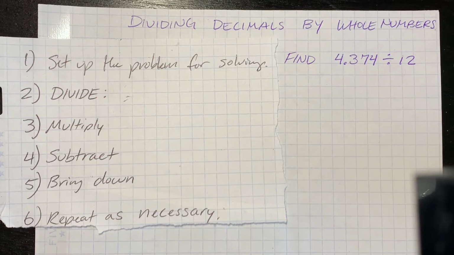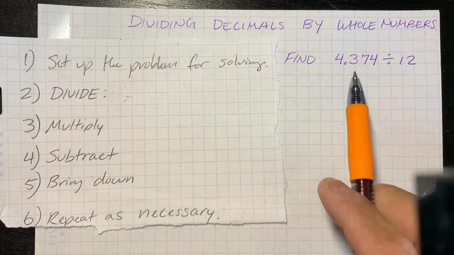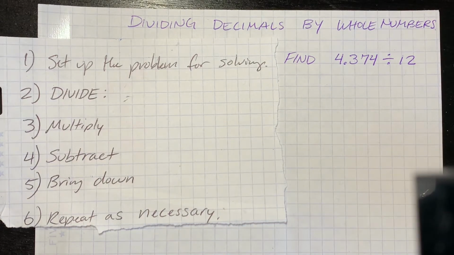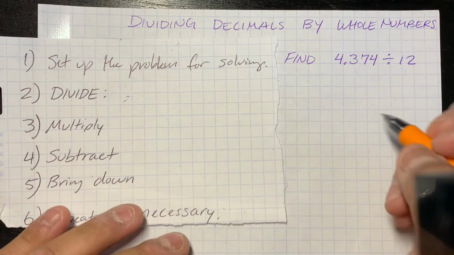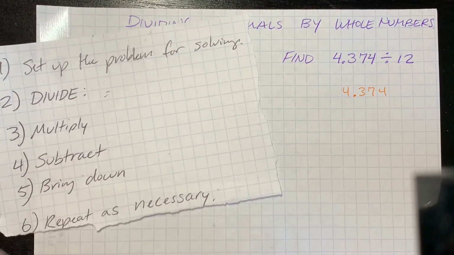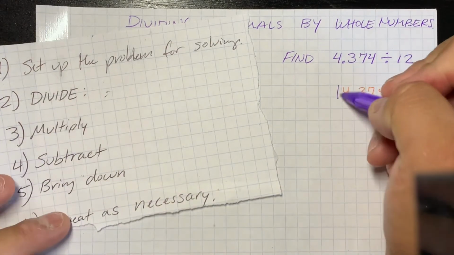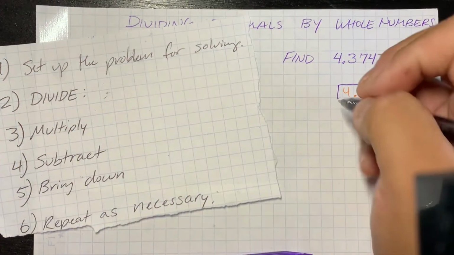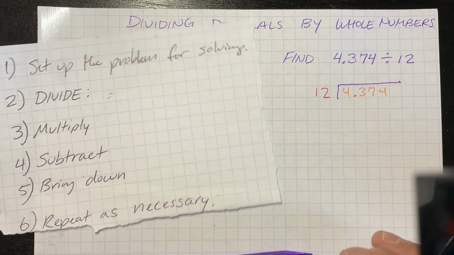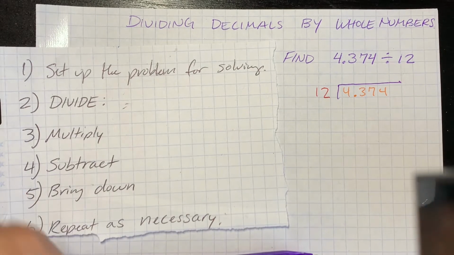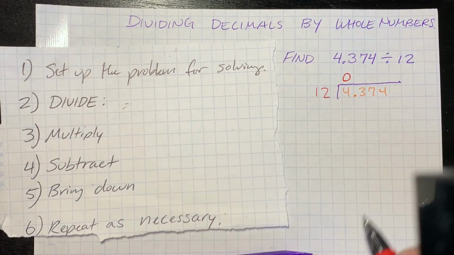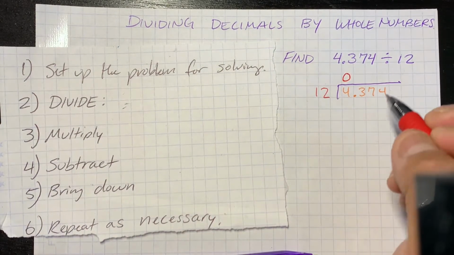Okay, so for our second problem, we have 4 374/10,000 divided by 12. So let's go ahead and write the problem out for solving. So we have 4 374/10,000 divided by the divisor 12. The first thing we have to ask ourselves is, how many times can 12 fit into 4? Well, it can't fit into 4.